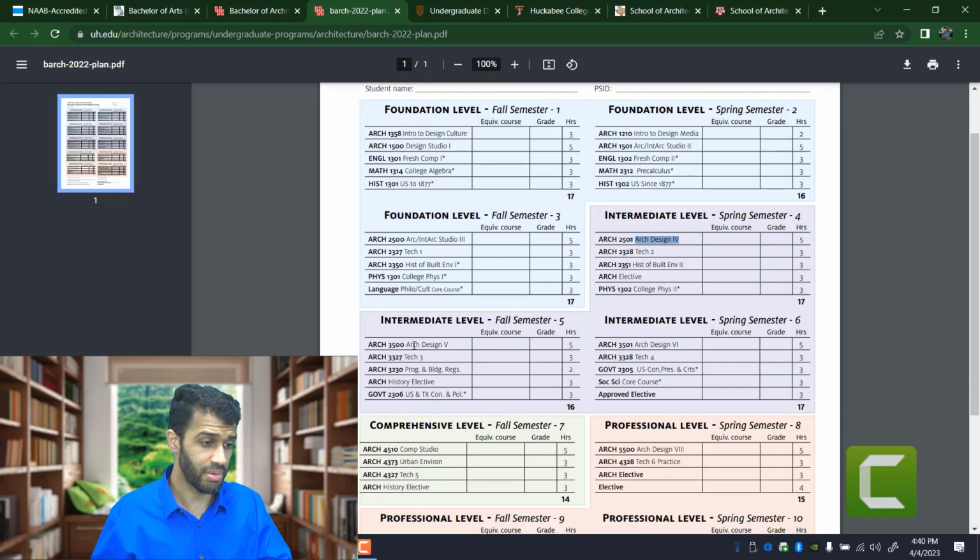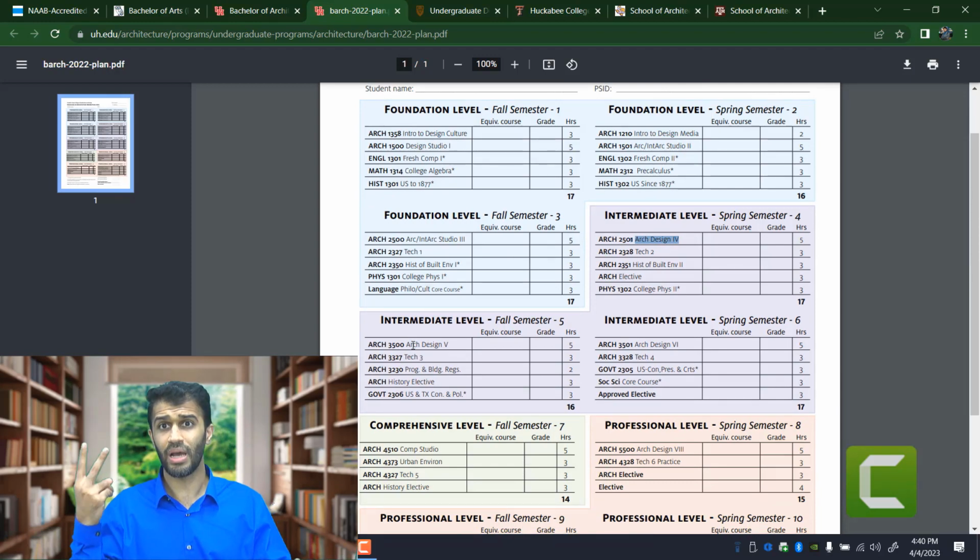A misconception about architecture program is, hey, I can do about 2 years in Lone Star or a community college, Houston Community College, and I can transfer myself into an architectural program, and I'll finish that degree in 2 years. That's not how it works.